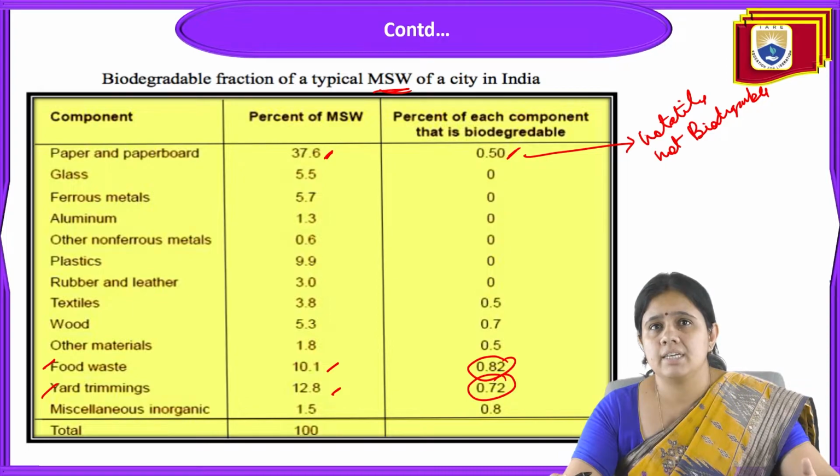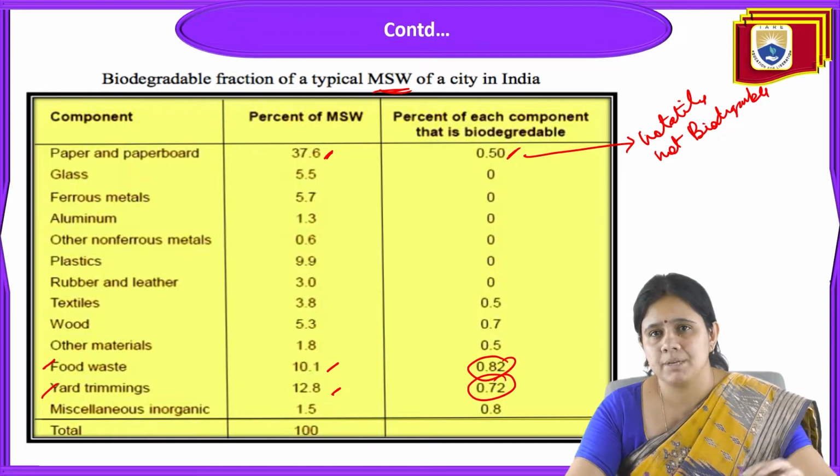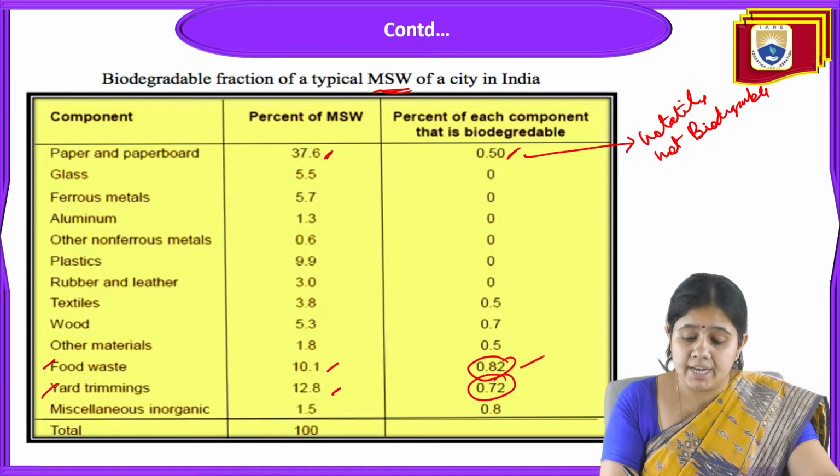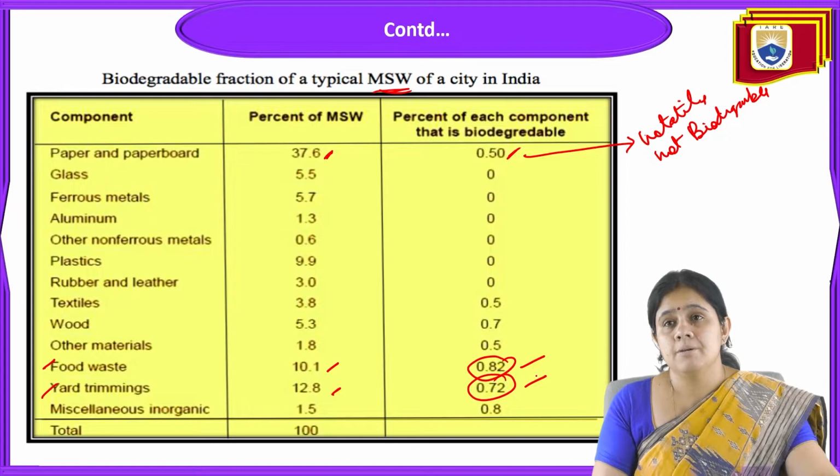So this is data regarding the composition of MSW, and in an MSW, this has been considered for paper, cardboard, glass, ferrous metals, aluminium, other non-ferrous metal, plastic, rubber, leather, textile, wood, other materials, and food waste and yard trimming. And only food waste and yard trimming have a very high amount of biodegradability because they have lignin in their waste.